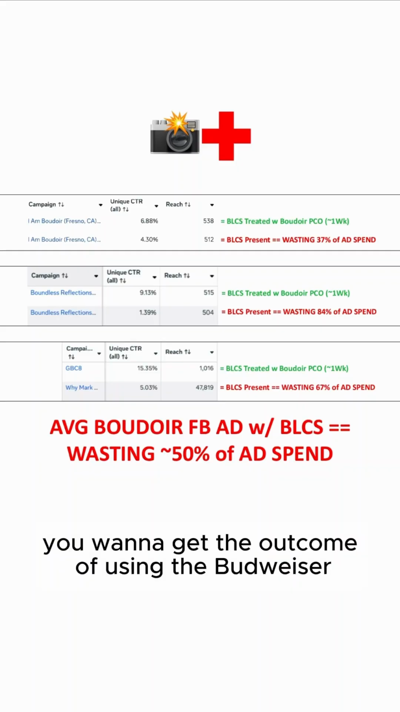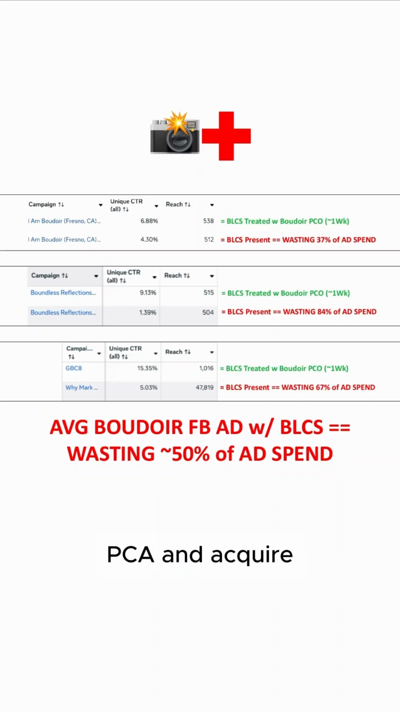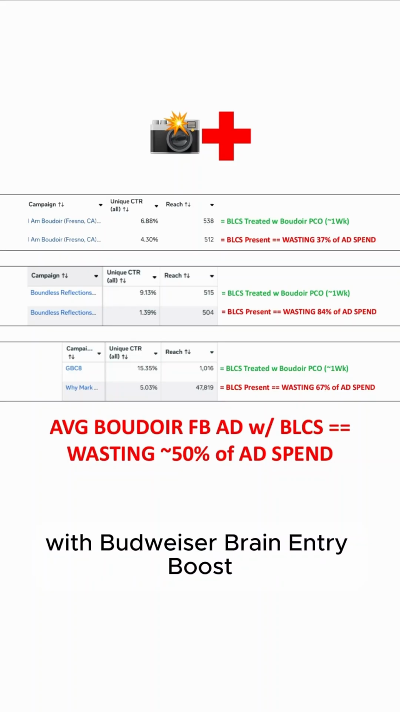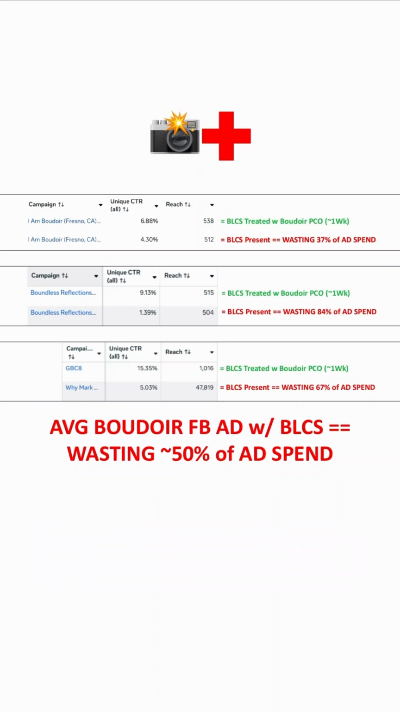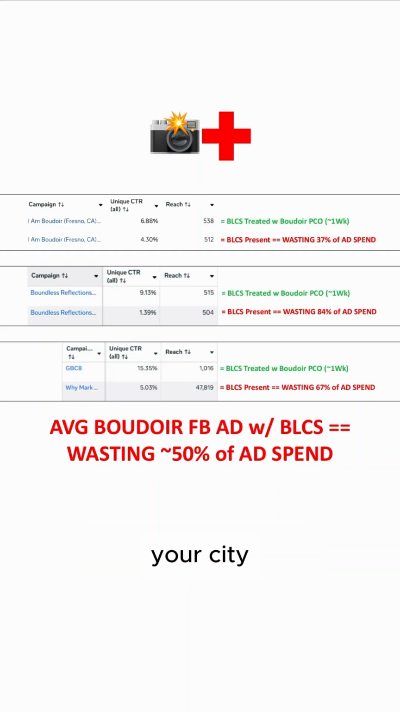You want to get the outcome of using the Boudoir Pico treatment, and you want to achieve pre-click alignment, PCA, and become a dominant boudoir advertiser with Boudoir Brain Entry Boost, so that you can be on your way to being the number one boudoir photographer in your city.